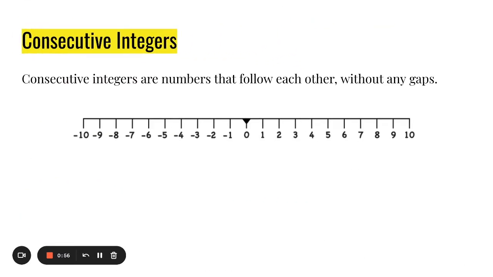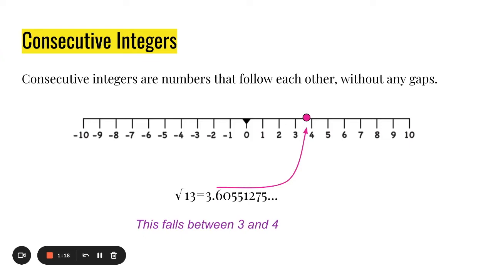Consecutive integers are numbers that follow each other without any gaps. For example, 1 and 2 are consecutive integers, 5 and 6 are consecutive integers, 9 and 10, and so on. So if we took the square root of 13, that is 3.605 and so on. That falls there on the number line, which means that it is between the consecutive numbers 3 and 4.